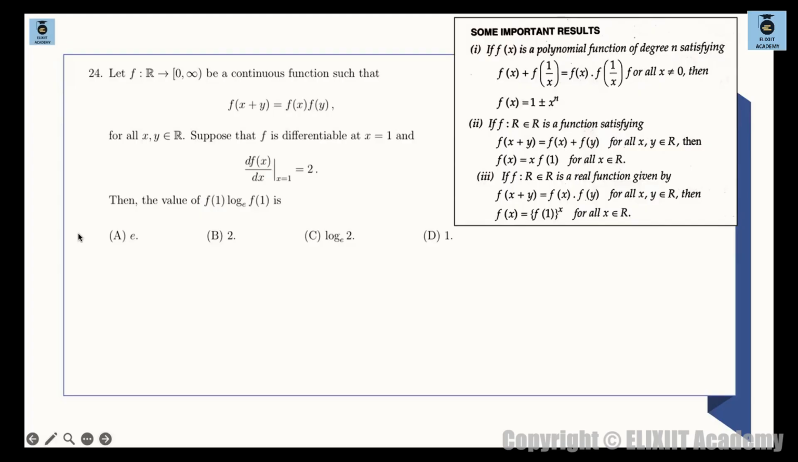Okay, next we have this question which says that let f: R to (0, infinity) be a continuous function such that f of x plus y is equal to fx into fy for all x, y belongs to R. Now suppose if f is differentiable at x is equal to 1, which means f dash of x exists at x is equal to 1, df by dx at x is 1 is given to be 2. अच्छा, this simply means f dash of 1 is given to be 2, ठीक है। So we have to find the value of f of 1 into log of f of 1.